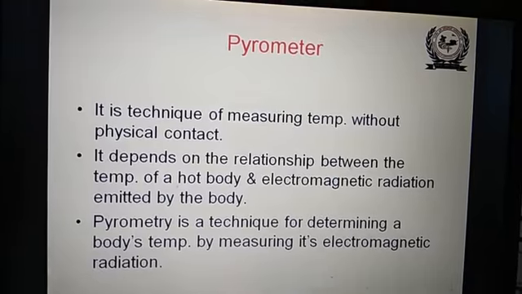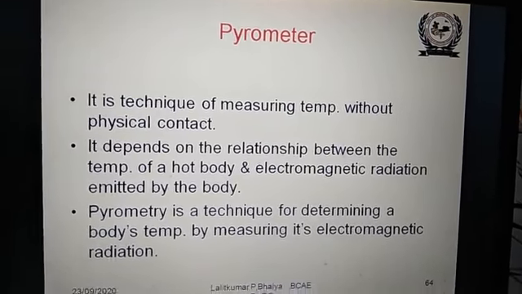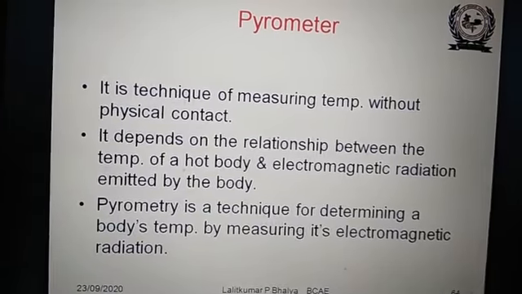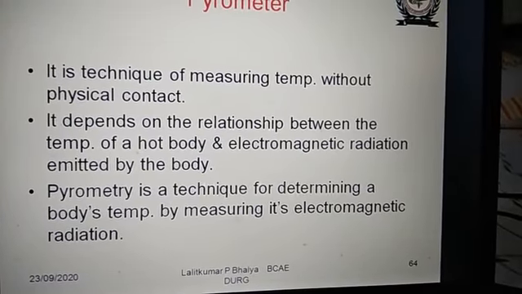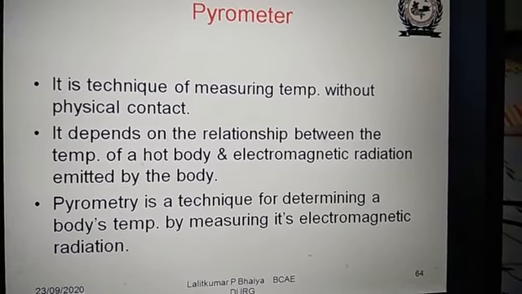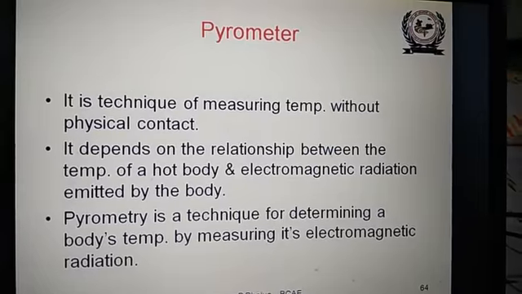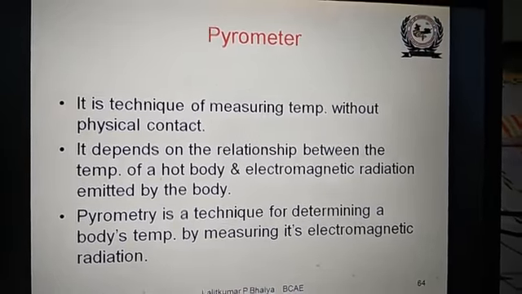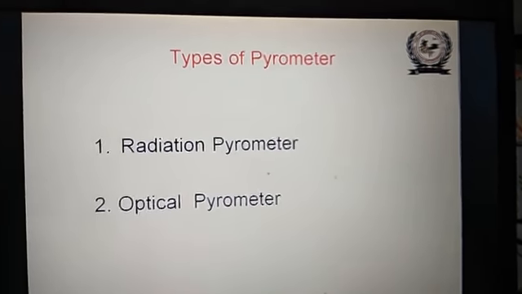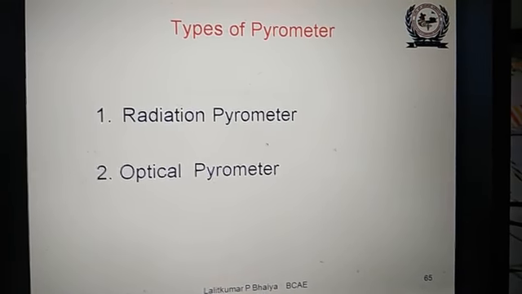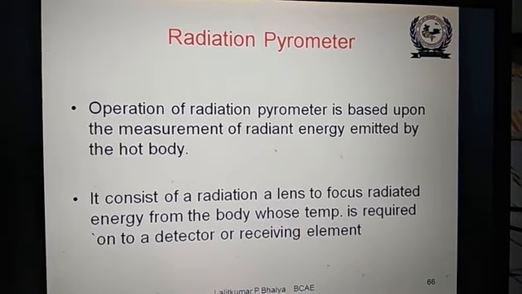It depends on the relationship between the temperature of a hot body and the electromagnetic radiation emitted by the body. Pyrometry is a technique for determining a body's temperature by measuring its electromagnetic radiation. This is important. This depends particularly on the principle of electromagnetic radiation. Radiation pyrometer and optical pyrometer: these are the two types of pyrometers.